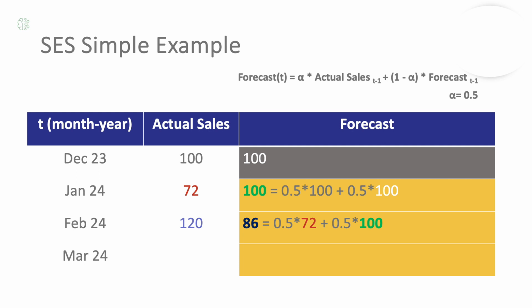Let's continue with the March 24 forecast. We are in February currently, and we are going to forecast March with the same logic. It takes into account February 24, which is the previous sales, 120, multiplied by alpha 0.5, plus 1 minus 0.5, again 0.5, multiplied by the previous forecast 86, and we reach 60 plus 43. Finally we reach the 103 forecast for March 24. So take your time, pause the video, observe this table for 1 minute, so you can understand how it works. I highlighted it with colors also to make it easy.